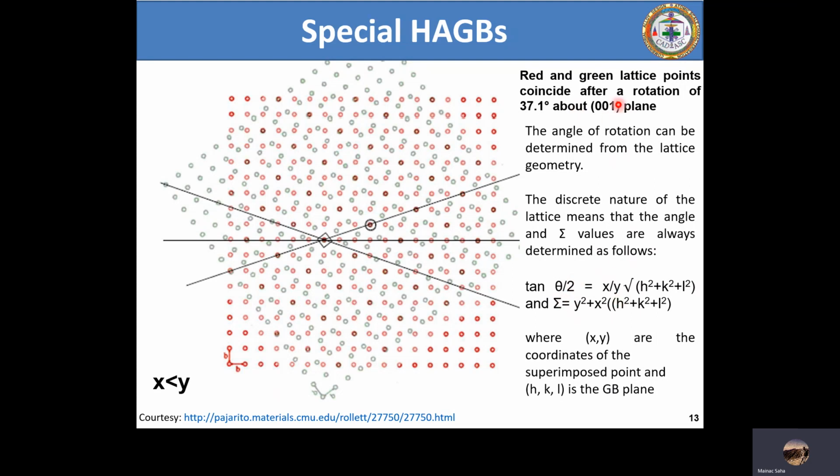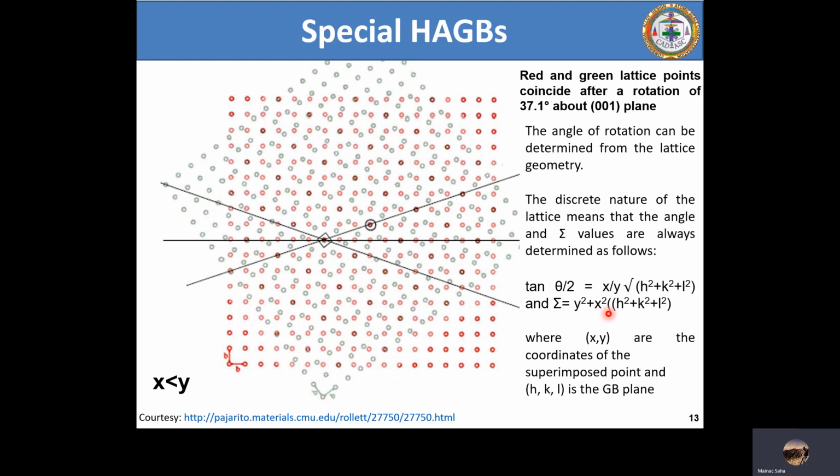And then secondly, if one also knows about the sigma value, then it is also possible to compute the HKL values, provided that the theta value is known. So based on this, we can find out the values of the different sigma boundaries. Now, the other take-home message that I want to provide is that the sigma value is always odd.